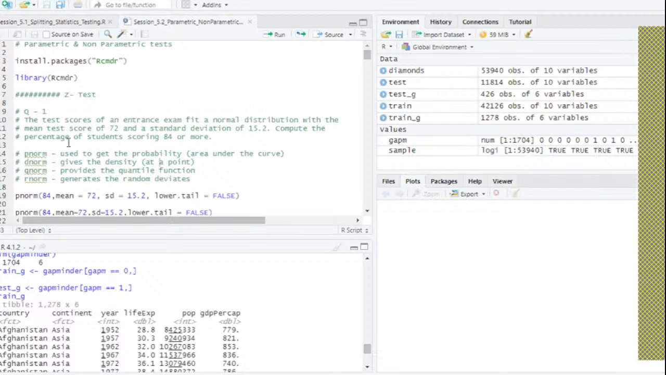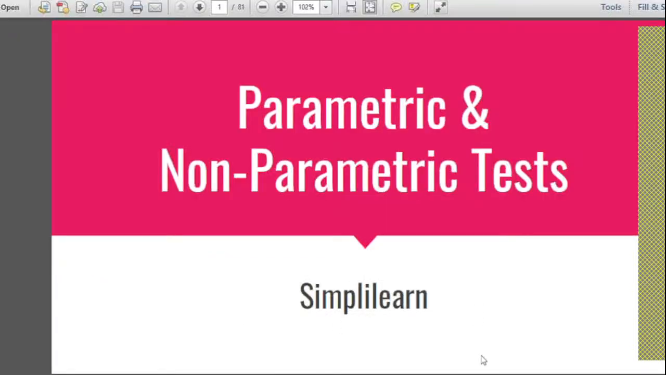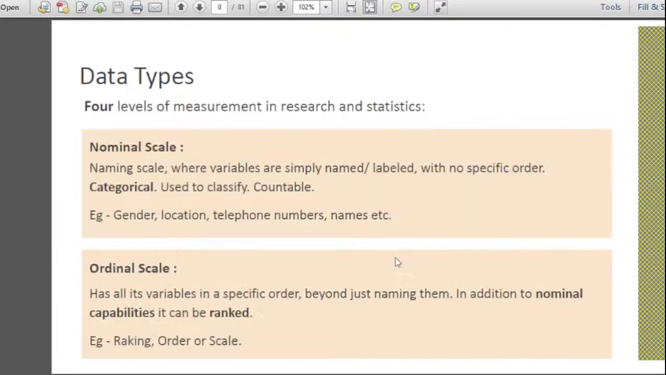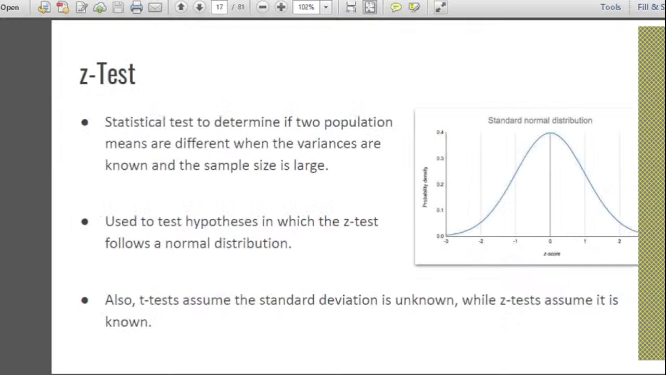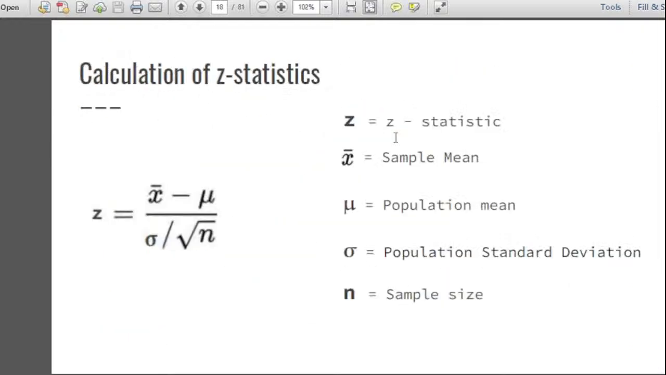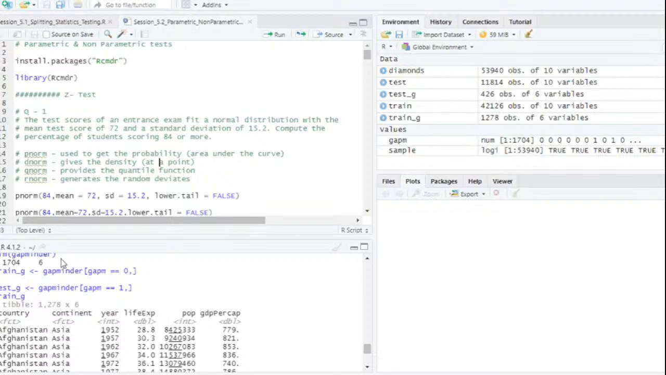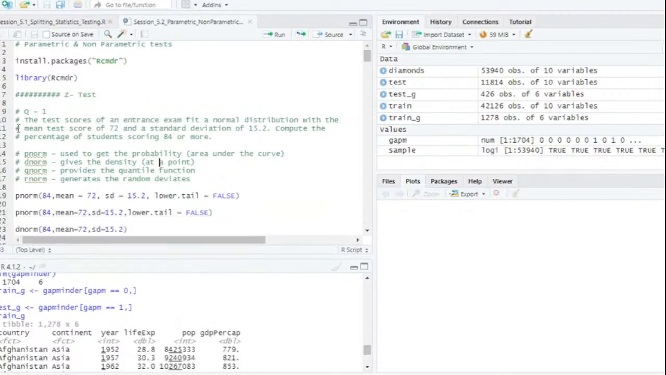Okay, so yesterday we also did z-test. We learned what is z-test, right? And we were here, right? Z-test. Okay, so we'll continue with some examples of z-test, right? So we are going to do some questions. Everyone on R, everyone has opened R Studio. So I can start, right?